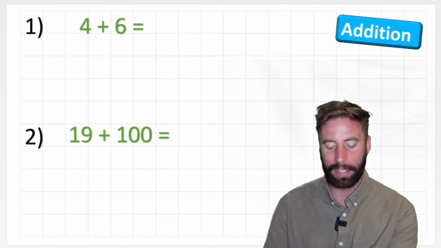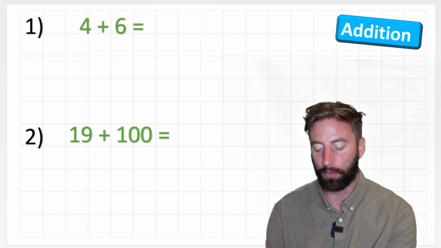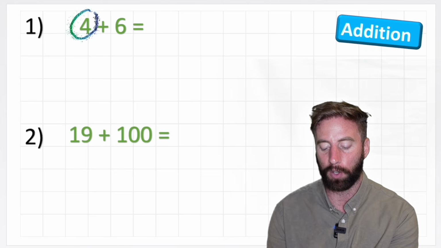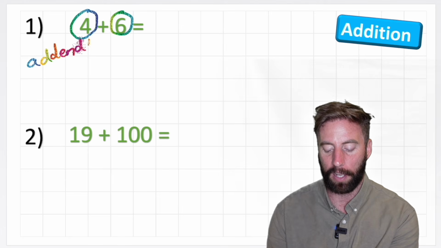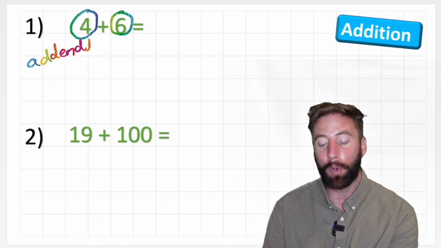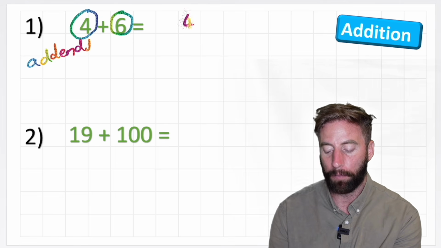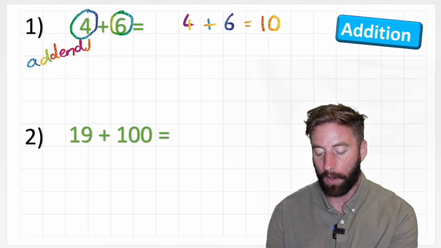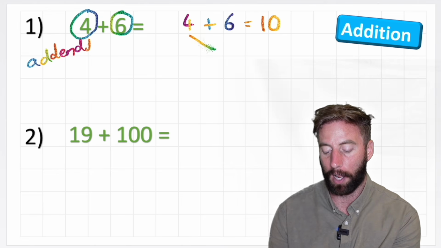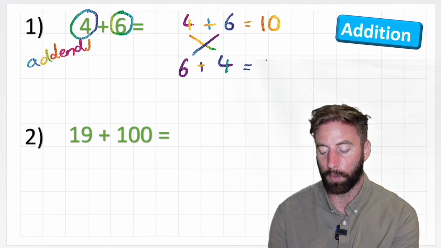So let's have a look at what I mean exactly, with this addition question, 4 plus 6. When we have the question 4 plus 6, these two numbers are actually called addends. So we spell that A-D-D-E-N-D-S. And it doesn't matter which way around we put these addends, we're still going to get the same number. Watch, if I put 4 plus 6, I'm going to get the answer 10. However, if I flick my addends the other way around and put my 6 at the start and my 4 on the other side, 6 plus 4 also equals 10.